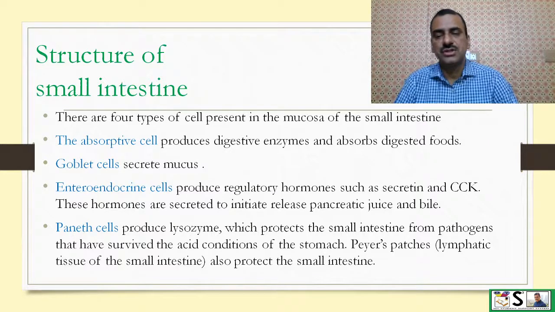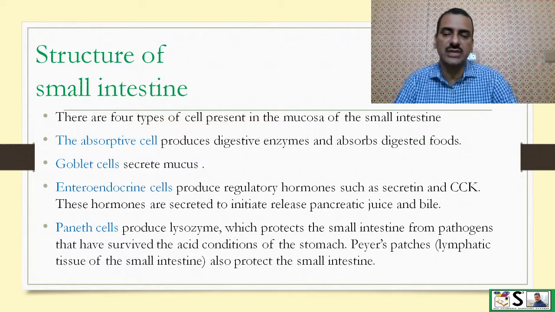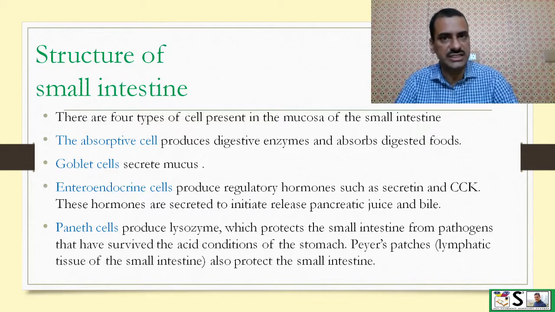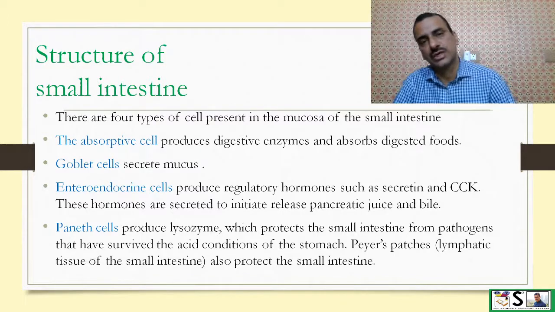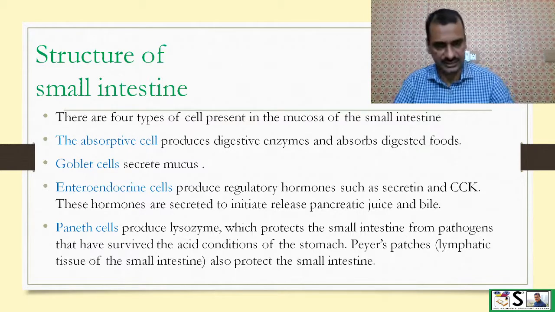Paneth cells produce lysozyme, which protects the small intestine from pathogens that have survived the acid condition of the stomach. And there are Peyer's patches, or lymphatic tissue, in the small intestine. They also protect the small intestine from bacterial attack.